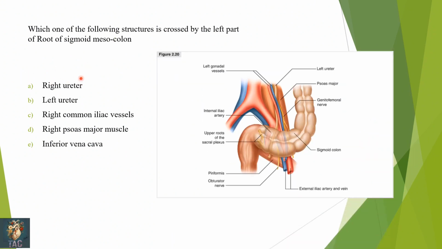That may be right ureter, left ureter, the right common iliac vessels, right psoas major, or inferior vena cava. So look at this diagram. This is the root of the mesocolon. Here the right mesocolon is present, and the sigmoid mesocolon, and it is crossed by the ureter, which is present behind it. So left ureter is the correct option, because the sigmoid mesocolon crosses the left ureter. So the correct option is the left ureter.